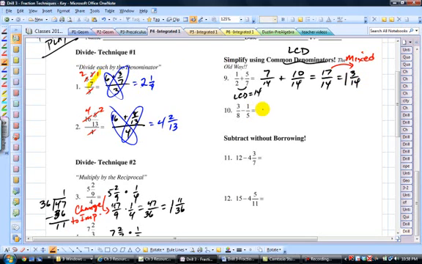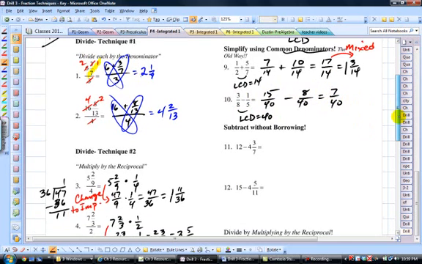Now pause the video, now you try number 10. Okay, we're back now, and we know the LCD here is 40. 5 times 8 is 40. When in doubt, multiply the denominators. So you're going to convert them. 40 divided by 8 is 5, times 3, 15. 40 divided by 5 is 8, times 1 is 8. Go ahead and subtract, 7/40. Okay.